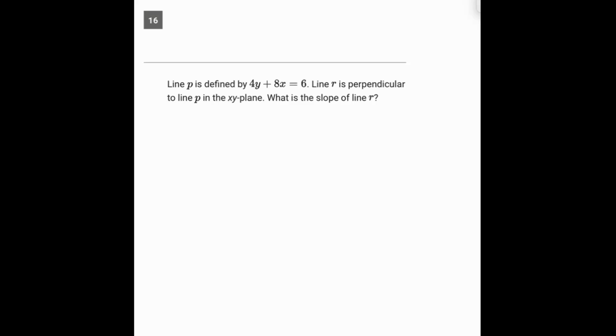Now going over to question 16, here we're getting the information about line P. We're being told this is a line, but we should know that anyway, because when x and y are to the first power, you have a line. Then we're being given the information that line R is perpendicular to that. So let's make sense of this.